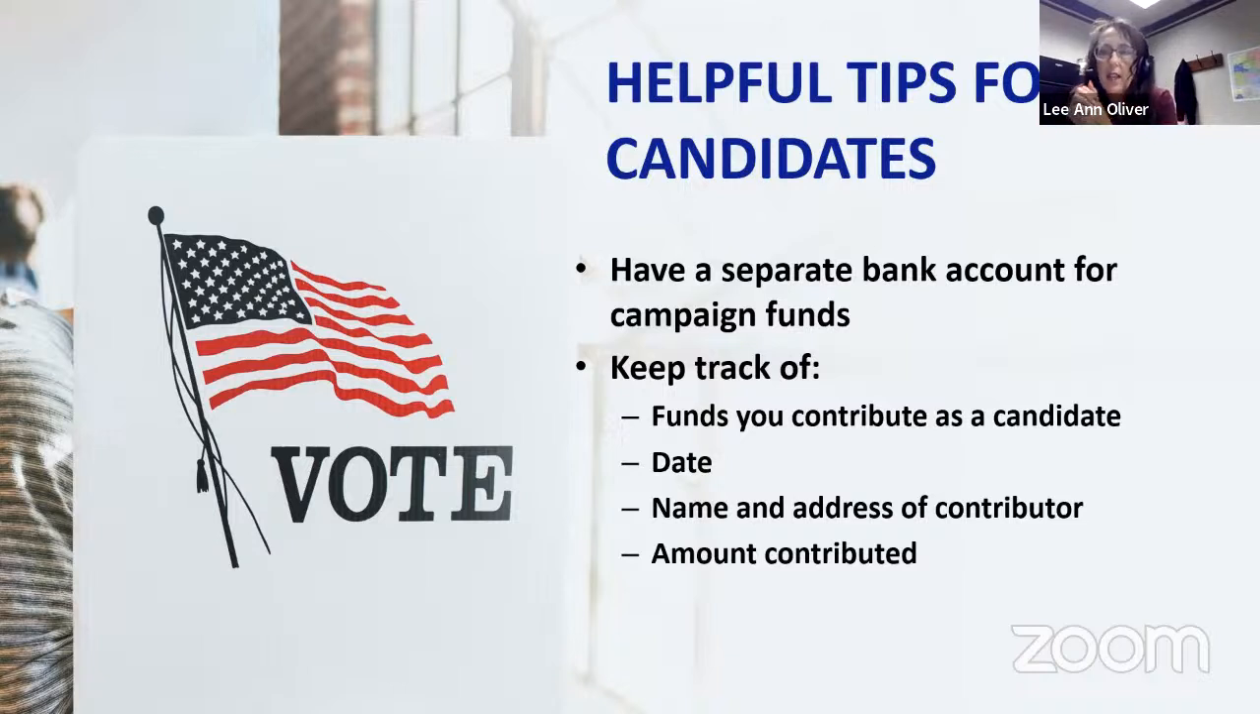And what the candidates have to keep track of is the funds that they contribute to themselves. So if they're spending their money, their name is going to be on their own report, saying I spent $250. They have to keep track of the names, addresses, the date they received money, and how much they received. So if one person gave $50 and then gave another $200 later, they have to itemize that. So it's just record keeping.